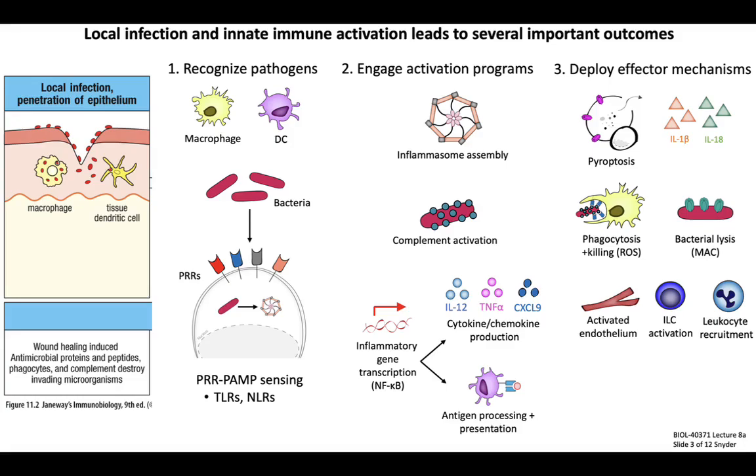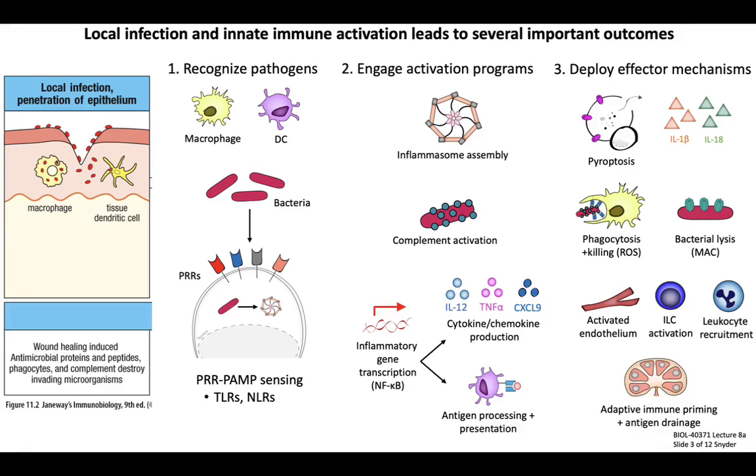Cytokines can also activate neighboring immune cells, such as classical innate lymphoid cells, or ILCs, which in this particular case of bacterial infection would likely be ILC1s or ILC3s. Chemokines produced by innate immune cells serve as migration cues, and so these can recruit additional leukocytes to the infected tissue. And this includes things like circulating innate immune cells like neutrophils or monocytes, as well as adaptive lymphocytes such as T and B cells.